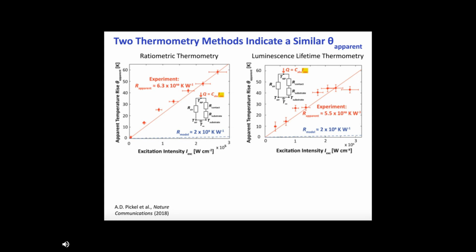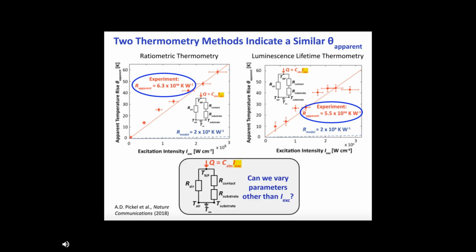And so the second thermometry method seemed to confirm that the nanoparticle was perhaps heating up by far more than our conservative model would have suggested. We can also extract an apparent thermal resistance from the lifetime thermometry method, and it's similar to the value that we got from our original ratiometric thermometry measurements.